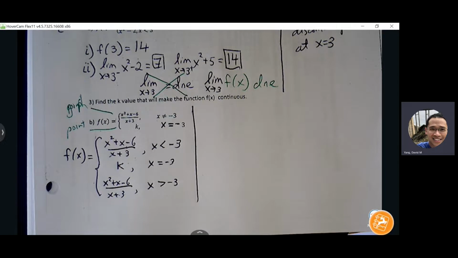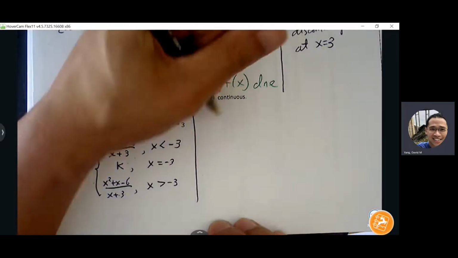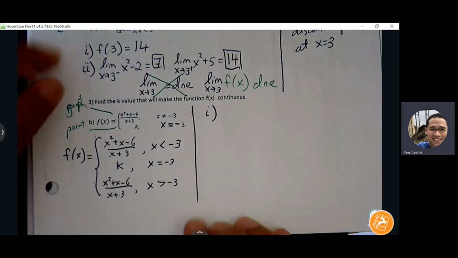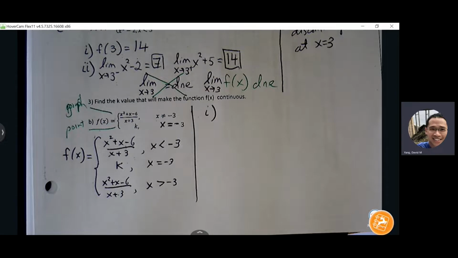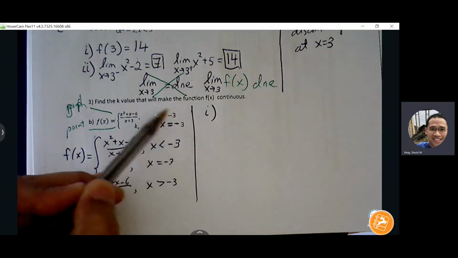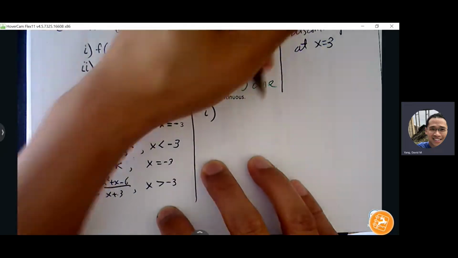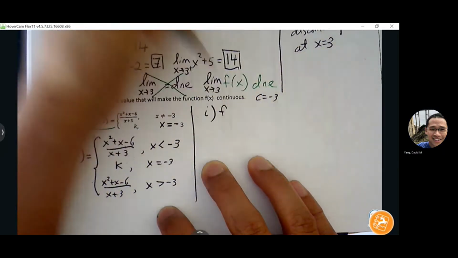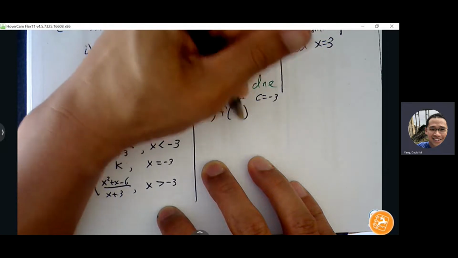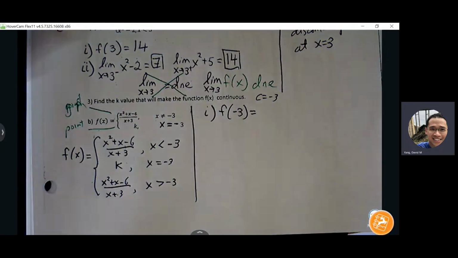So all we're going to do is step through continuity conditions. And as we step through it, eventually we're going to come across a point where we have to solve for k, or figure out what k is, so that every condition can pass. So even though it's a slightly different direction, we're still going to go through the same steps. Okay. So what's our c value? -3. Yep. It's always going to be what's in the restriction here. Our c value is -3. So we want to find f of -3. What's f of -3? That's k.